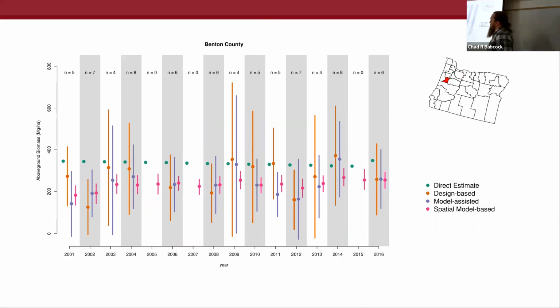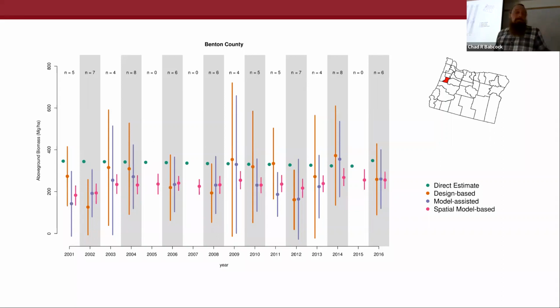These are all below 10. You can see that a lot of times our confidence interval will be including zero, so there may not be any biomass there at all. In 2007, they didn't actually measure any plots. We can't generate estimates using the design-based or model-assisted approach, but we can generate an estimate using our geostat model. This is a different approach to making estimates.